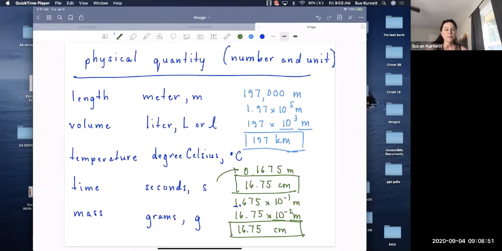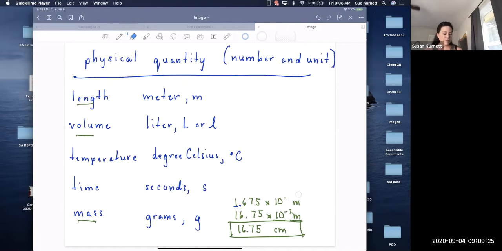So we use metric prefixes to change the size of the base unit, and they can be used for any of these base units. Typically, they're going to be used for things like length, volume, and mass. But temperature and time can also be adjusted with metric prefixes. So there's some that we just have to become familiar with. And if you have a paper copy of the book, this is on page 17 of Tro, 5th edition, in section 1.6.